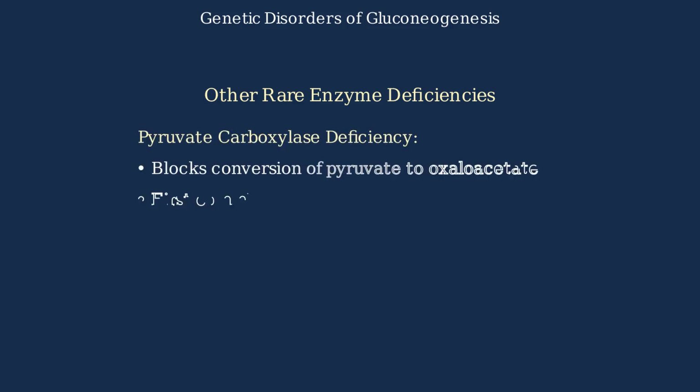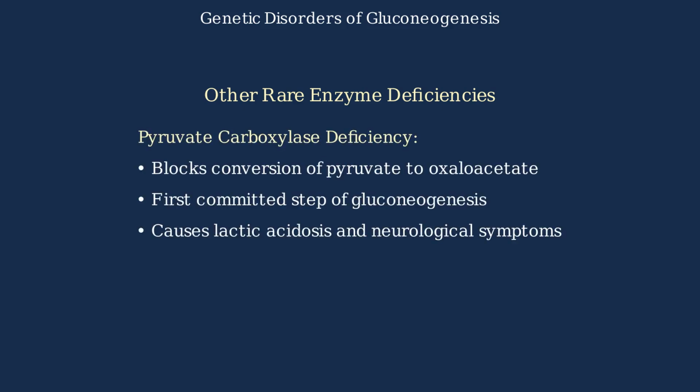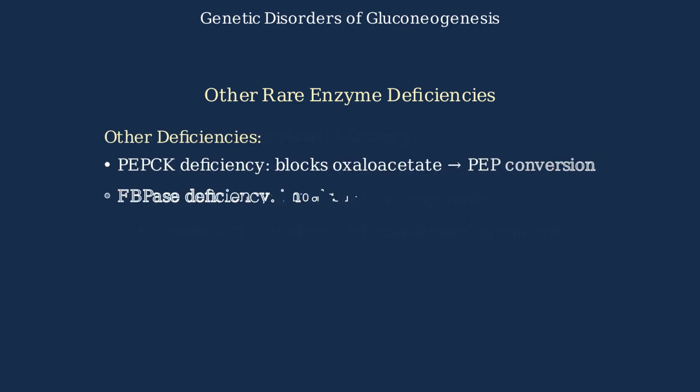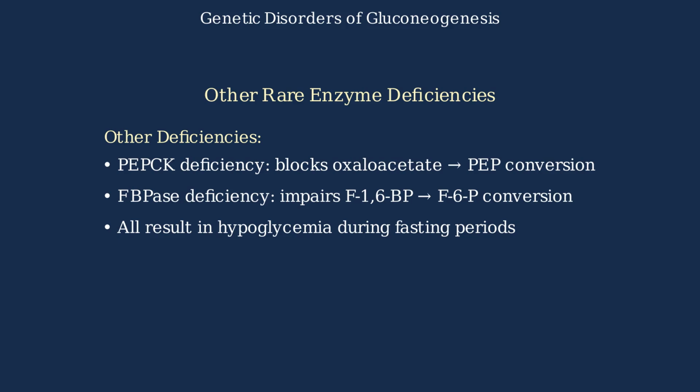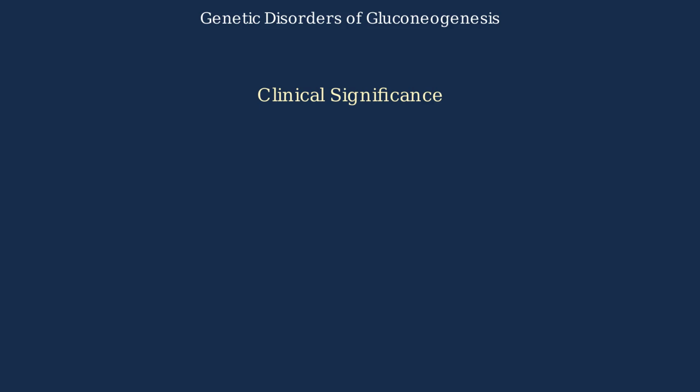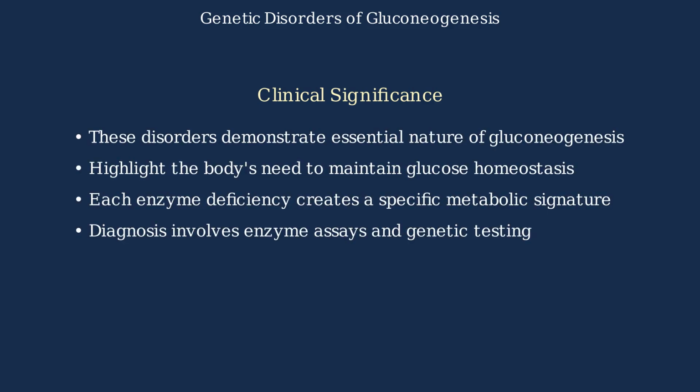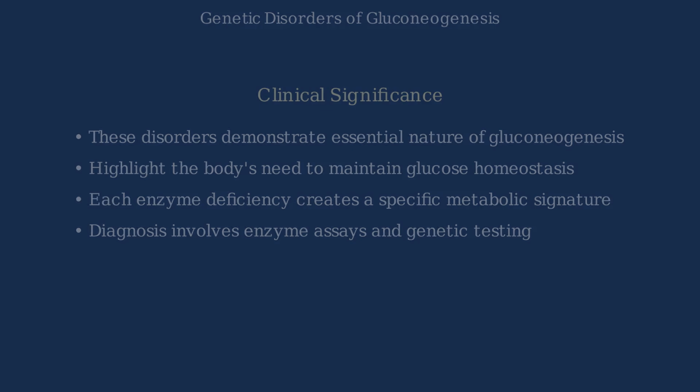Pyruvate carboxylase deficiency affects the first committed step of gluconeogenesis, preventing the conversion of pyruvate to oxaloacetate. Other rare disorders include phosphoenolpyruvate carboxykinase deficiency and fructose 1,6-bisphosphatase deficiency, each blocking a specific step in the pathway. These genetic disorders highlight the essential nature of gluconeogenesis for normal metabolism and glucose homeostasis. Each enzyme deficiency creates a unique metabolic signature, but all demonstrate how critical maintaining glucose levels is for human health. Understanding these disorders provides valuable insights into the biochemical pathways that maintain glucose homeostasis.